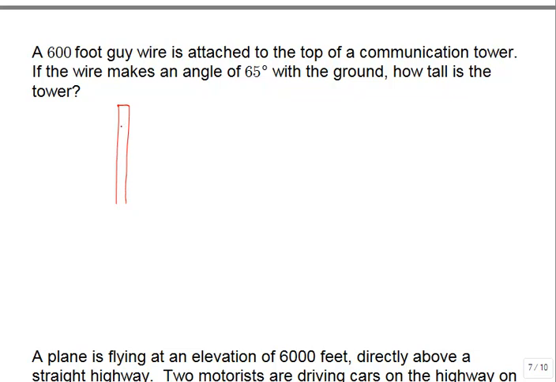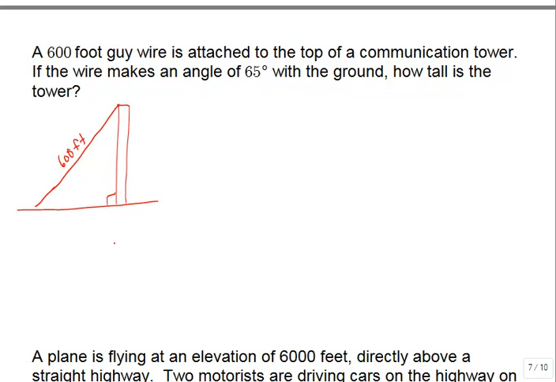A guy wire is just a wire that anchors the tower to the ground to help give it some stability, especially when the wind is blowing. And this guy wire is attached to the top of the communication tower. So up here you have this wire going down to the ground level. So there's my wire. It's a 600-foot wire. So this length I know is 600 feet.